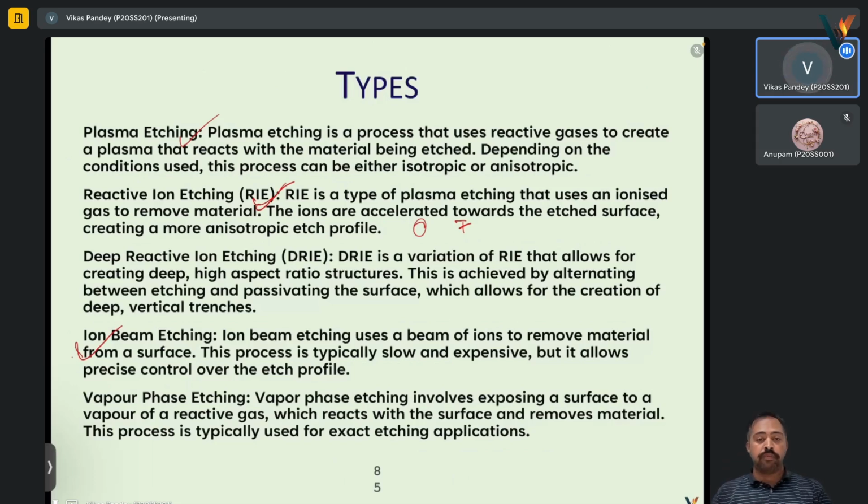Or vapor phase etching, which involves exposing the surface to a vapor of a reactive gas, which reacts with the surface and removes material. So in this case, a chemical reaction is taking place ideally, but it is in the form of gas.